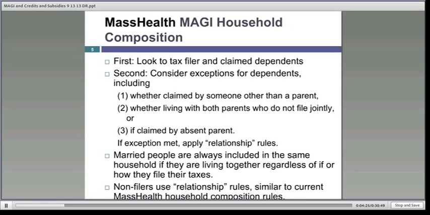Just to note that married people are always included in the same household, regardless of how they file taxes or file taxes at all. And as you are all well aware, there's probably going to be a lot of people who will qualify for Mass Health that don't file taxes at all. And there's special rules that we'll look to for them, again, regarding how they're related to each other and who's living together.